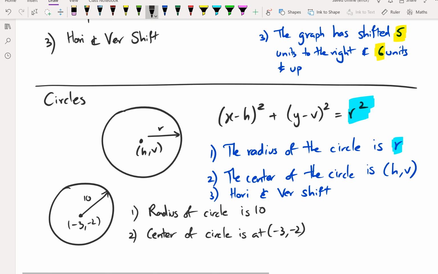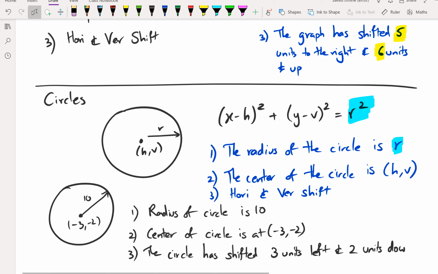And remember, these are 2 negative numbers. So that means you can say the circle has shifted 3 units left and 2 units down. And I got those from the -3 and -2. That's what happens to it.